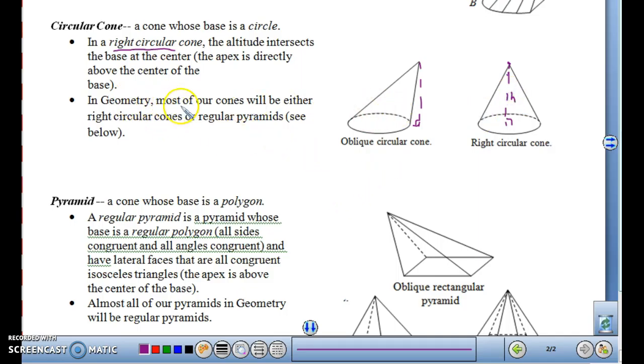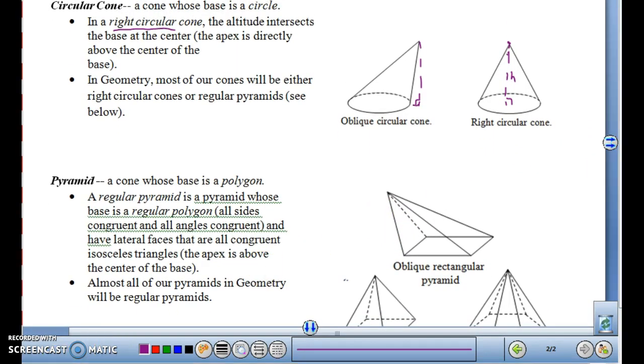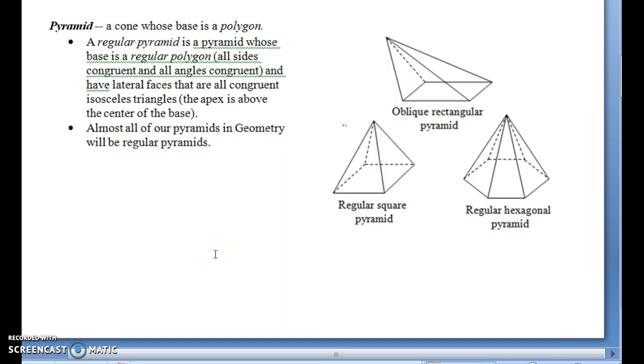Most of the time in geometry, most of our cones will be either right circular cones or regular pyramids. So if this right here is our right circular cone, we'll talk about the pyramid below. So a pyramid is a cone whose base is a polygon. So you have a base here, whatever it happens to be, and it comes to a point at the other end. So the base is a polygon, makes it a pyramid. If it's a circle, it makes it a cone.